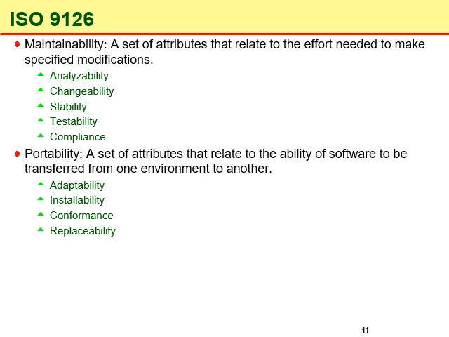Whereas installability is the attribute of software that relates to the effort needed to install the software in a specified environment. Then conformance. Conformance is the attribute of software that makes the software adhere to standards or conventions relating to portability. And finally, replaceability. This is the attribute of software that relates to the opportunity and effort of using it in the place of specified other software in the environment of that software.